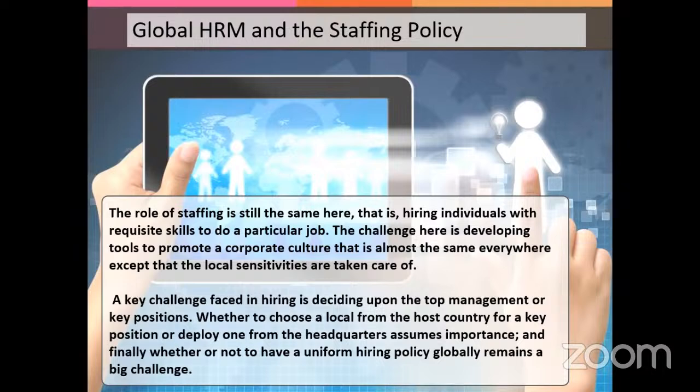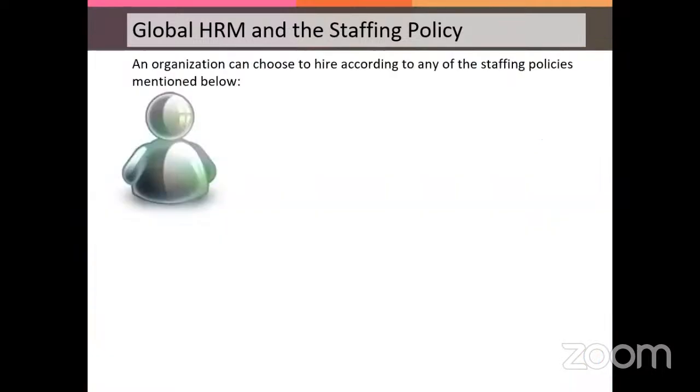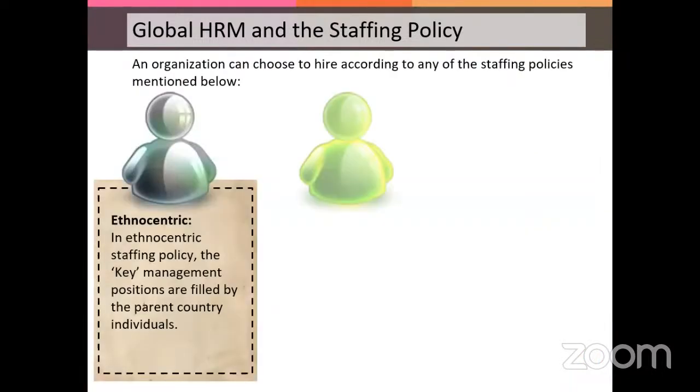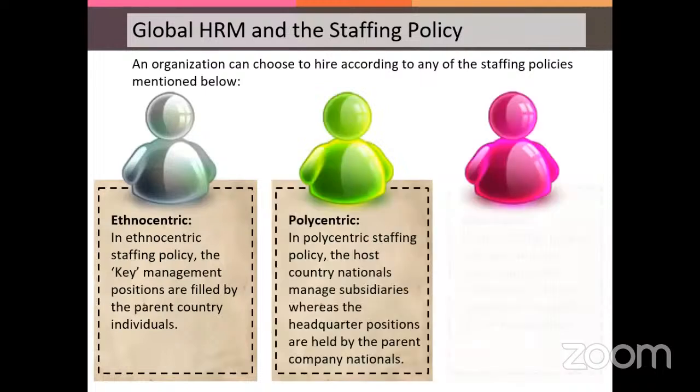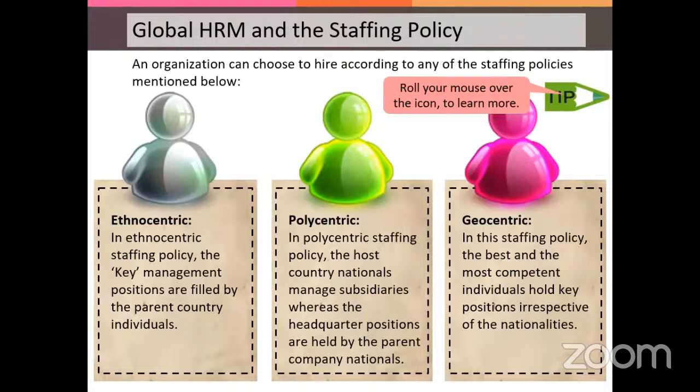Now, let's look at some of the staffing policies. We have the first one that we call the ethnocentric policy. In the ethnocentric staffing policy, the key management positions are filled by parent country individuals. So irrespective of where the company is located, somebody from the parent country must fill the key management positions in that location. Then you have the polycentric.